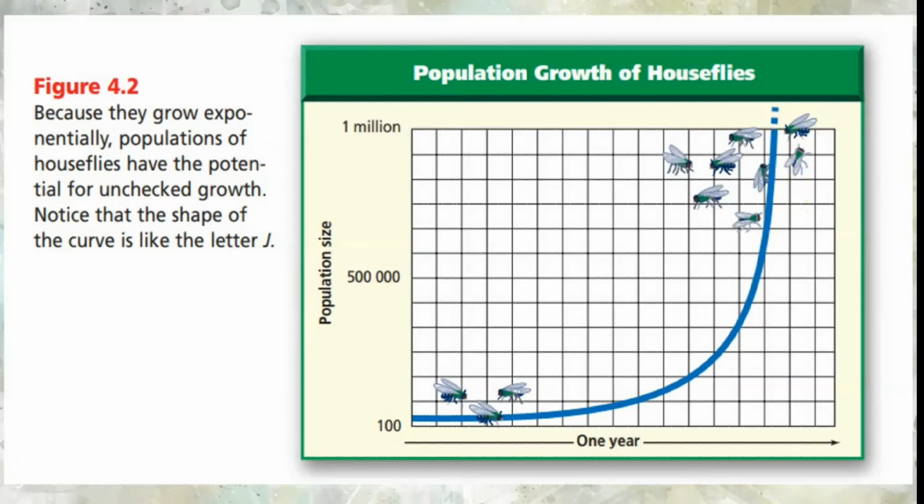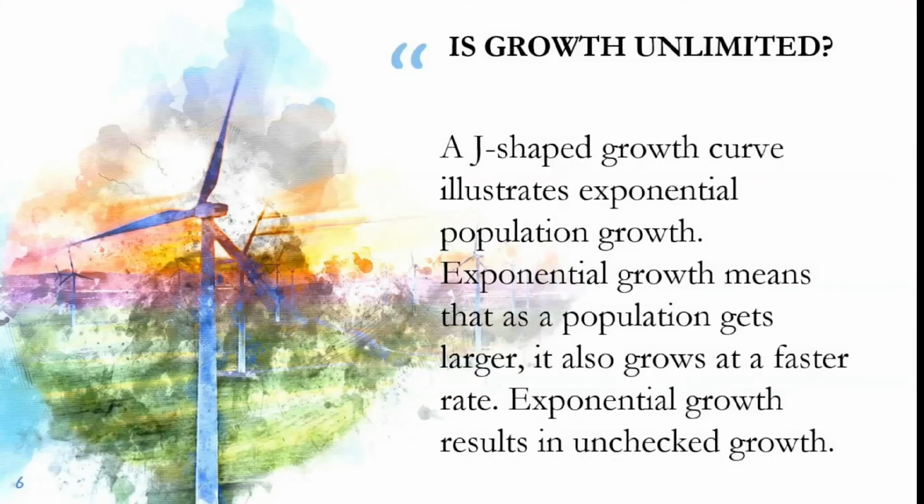The initial increase in the number of organisms is slow because the number of reproducing individuals is also small. Soon, however, the rate of population growth increases because the total number of individuals that are able to reproduce has increased. Is growth unlimited? A J-shaped growth curve illustrates exponential population growth. Exponential growth means that as a population gets larger, it also grows at a faster rate. Exponential growth results in unchecked growth.